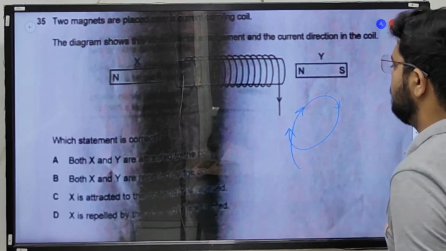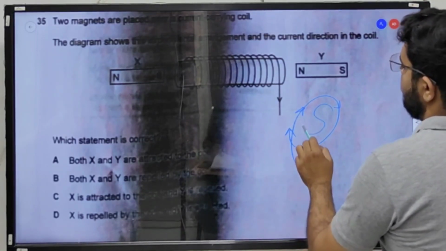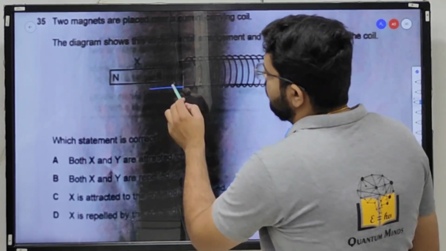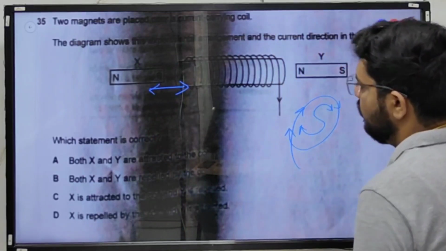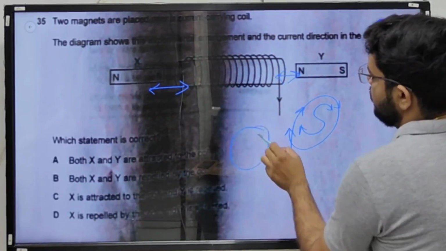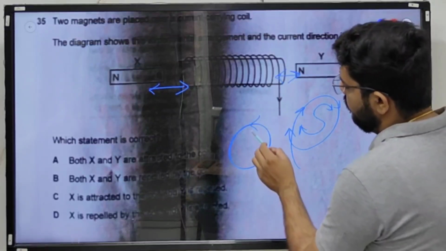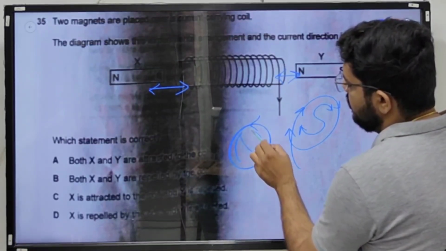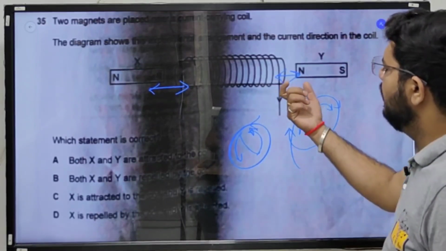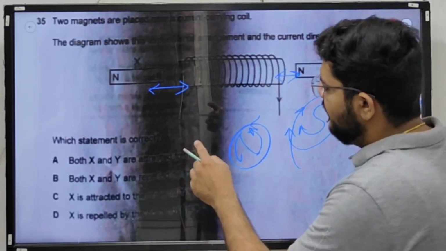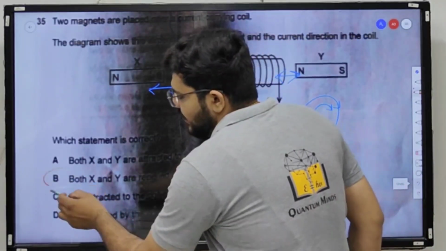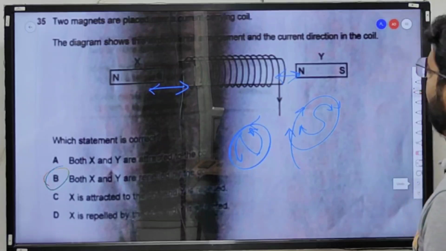This is clockwise direction. In clockwise direction, you are facing the south pole. So this south will not be attracted to this south. If this is the south pole, this has to be the north pole. If you're looking from this direction, this is the north pole, right? And therefore, this will also repel. Both X and Y are attracted to the coil, or both X and Y are repelled by the coil. Both X and Y are repelled by the coil.